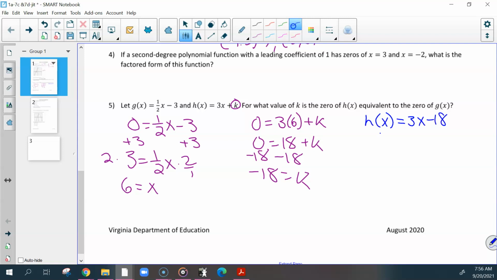So if I put 0 back in here and I solve for x, I should get 6. So add 18 and divide by 3. They have the same 0, so that works.